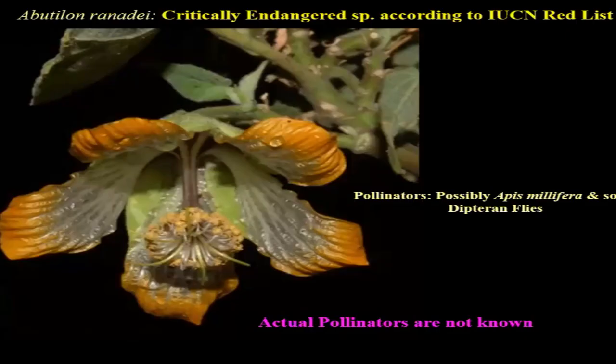This is the plant. Very, very unique plant. Very, very rare. Critically endangered plant declared by IUCN. In the Red Data Book of plants, it is recorded. The actual pollinator is not known, but possibly Apis mellifera and some dipteran flies are acting as possible pollinators. Friends, this is Abutilon ranadei.